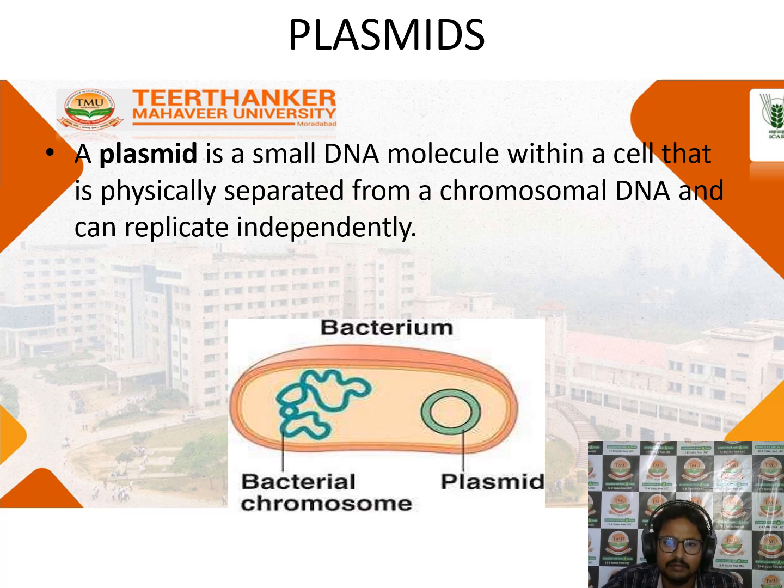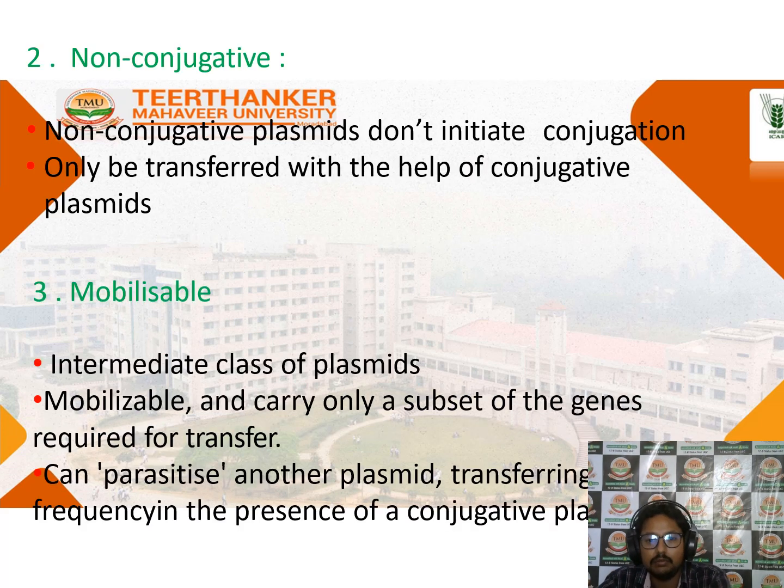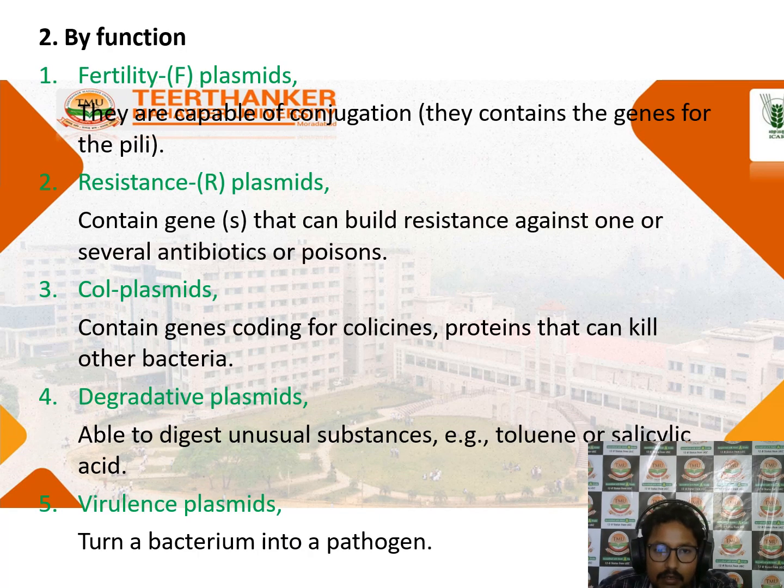So plasmids are of various types. Here you can see the cell, and as I already said, a plasmid is extra-chromosomal DNA, and there are many types of plasmids: conjugative, non-conjugative, mobilizable, and so on. And by function, there are fertility plasmids, which carry genes for the pilus, resistance plasmids, and col plasmids with genes coding for colicins, which kill other bacteria of the same species. These are called col plasmids because they were found in E. coli.